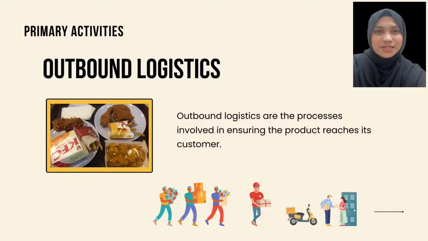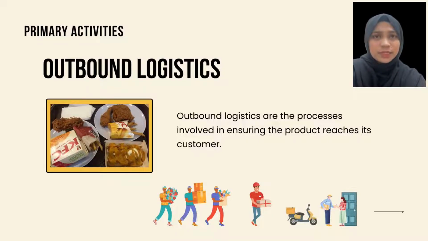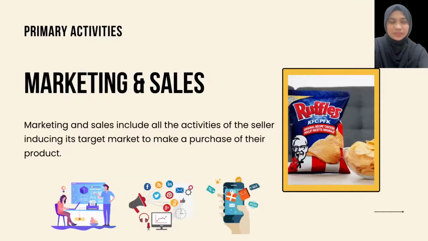Now, let's look at the third one, which is outbound logistics. It is the process involved in ensuring the product reaches the customer. It includes finished goods warehousing, material handling, delivery, scheduling, and distribution.